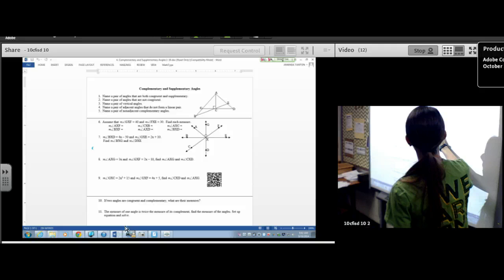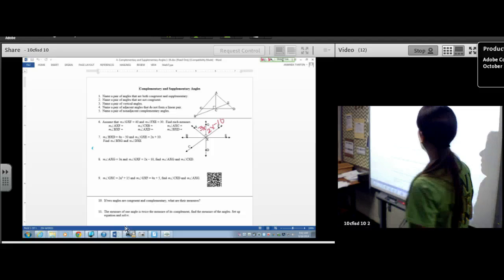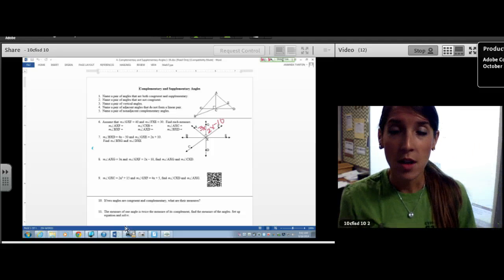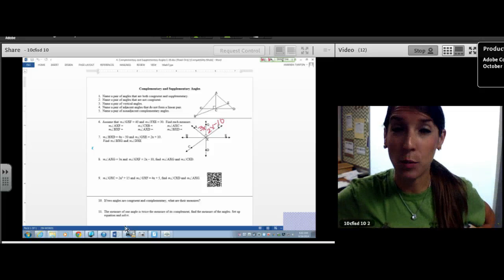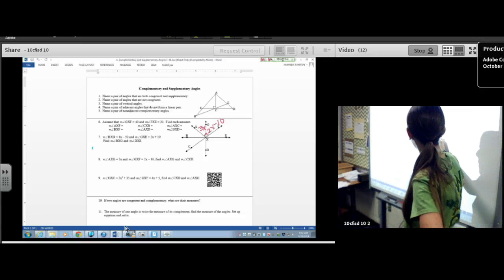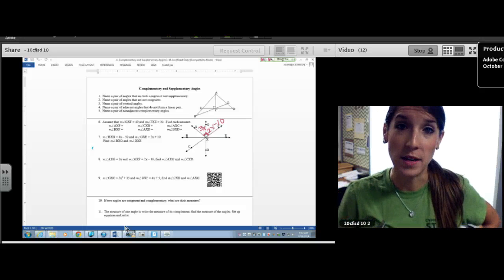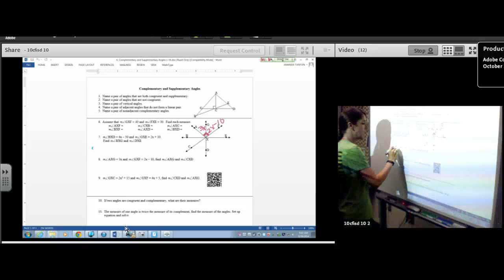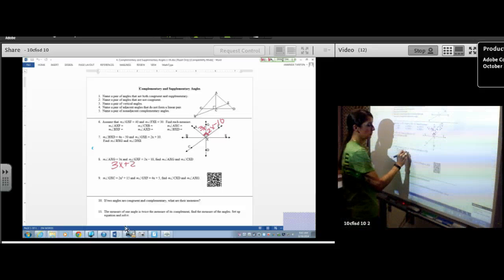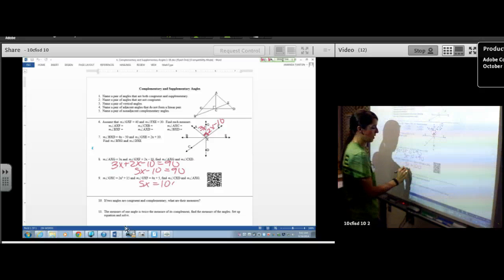AXG is 3x. And GXF is 2x minus 10. What we're not going to do is set these equal because we didn't see the word congruent and we didn't see the word bisector anywhere. But what we do know is that they put a 90-degree angle marking there. So we know that these two angles are not congruent, but complementary. So we're going to add them to equal 90. 5x minus 10 equals 90. 5x equals 100. X is 20.